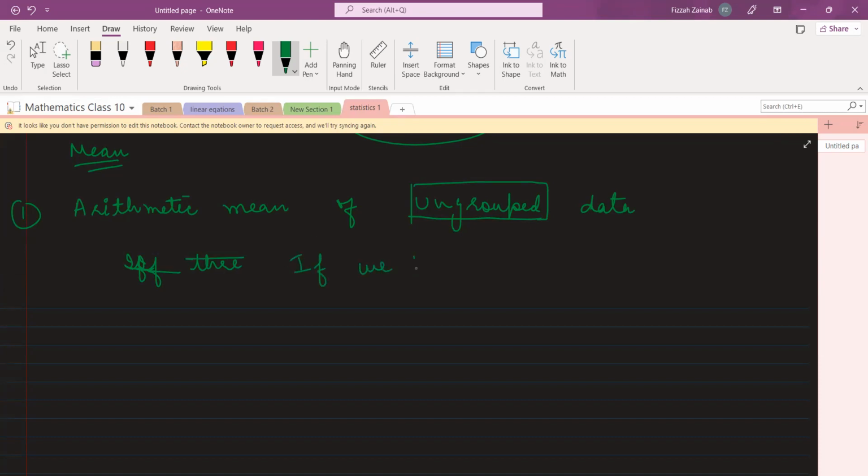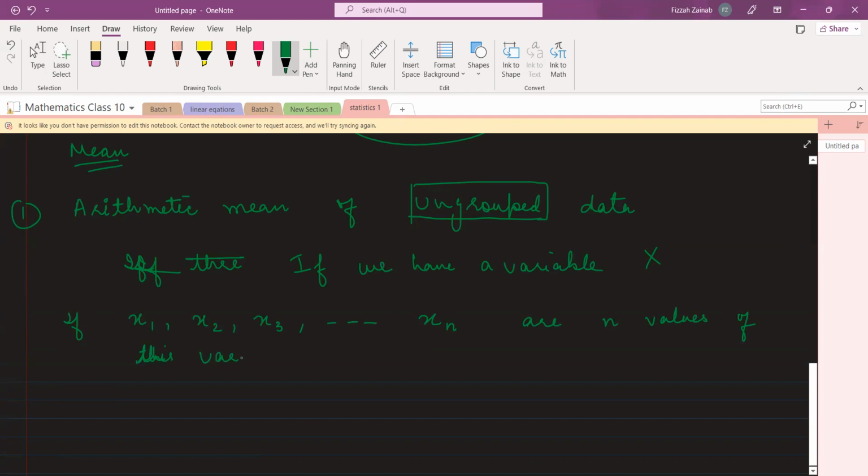Okay, if we have a variable x, so x can be anything. It can be number of runs, number of marks, number of children, anything. X variable means anything it can be. Now if x1, x2, x3 up to xn are n values of this variable, I'll explain, just write it.